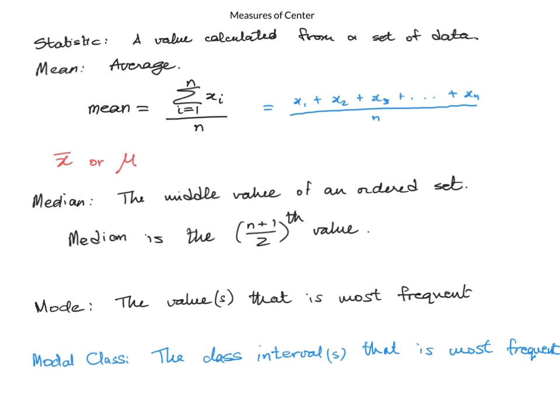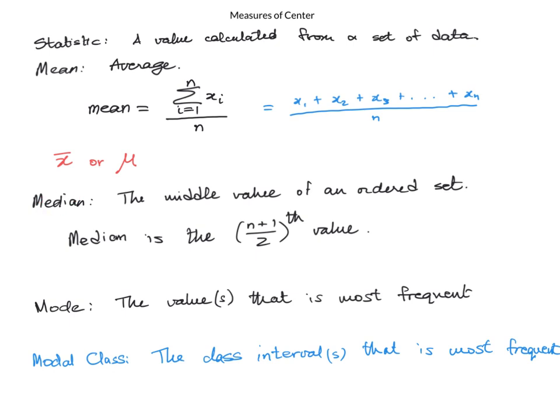Now, there are two variables or symbols that are used to describe the mean. One is x bar, which is usually done for a sample. So x bar is the mean of a sample. And the other is mu, which is a Greek letter mu, and it's usually the average or the mean of a population. So x bar is for a sample and mu is for a population. Both of them represent the mean of the data.